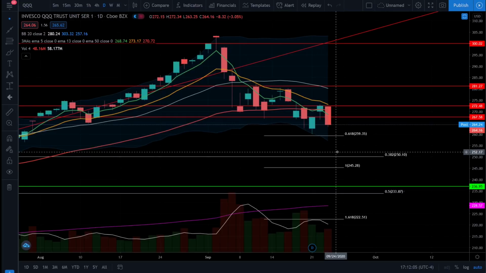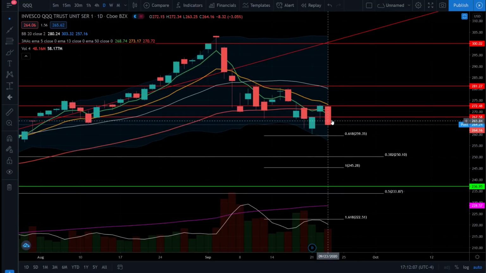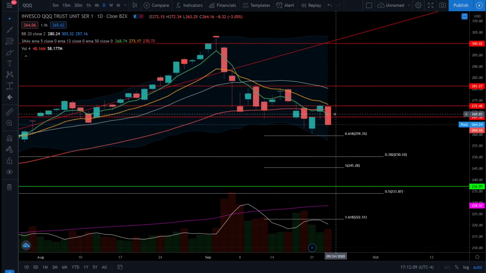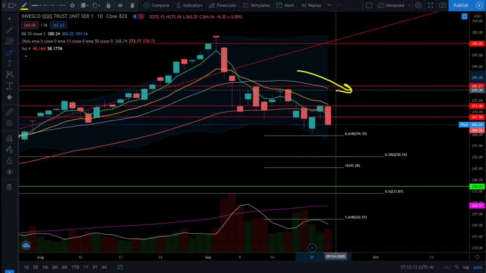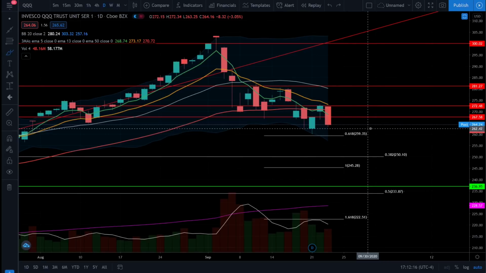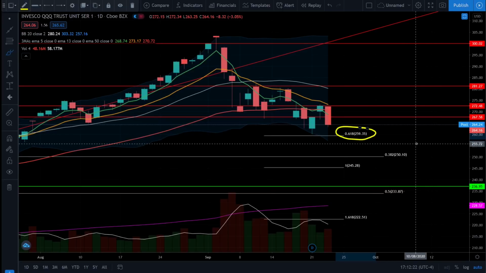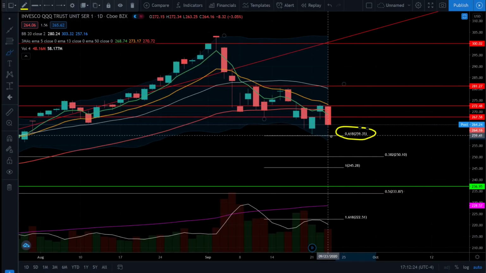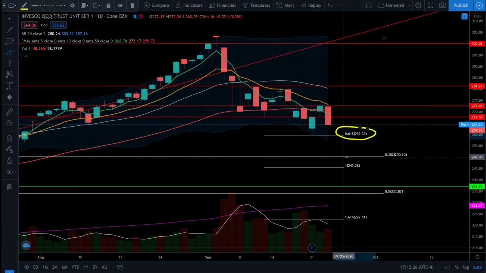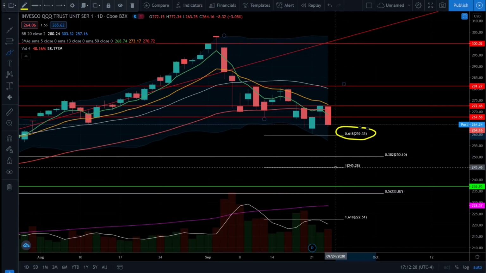Now we still have a very bearish trend on the Nasdaq 100, closing down below the 5 EMA as well as down below the 50 EMA. And we also see that 20 simple moving average sloping negative. So on the Nasdaq 100, there's still a possibility we come down into this 0.618 and find support and bounce, which is at that $259 level. And if we do break down below that support, we have other support levels here at $250 and at $245.